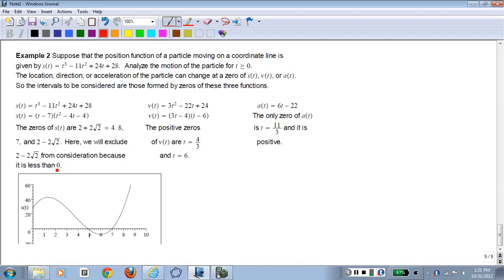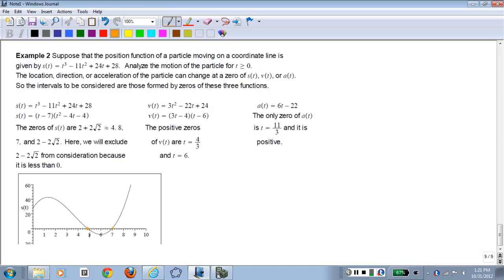So I have a graph here. If I go ahead and put the zeros, well, 7 is right there, and 2 plus 2 times the square root of 2, the 4.8, is right there. So those are the zeros, and if you would like me to be consistent with the colors that I'm using, I think in the previous one I used orange for the original function. So there we go. There are the zeros.